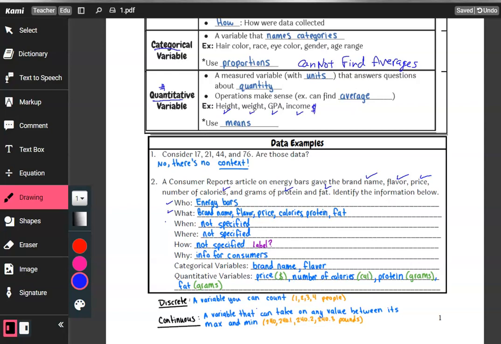They don't tell us when this report was released. Where, they don't tell us where this happened, so it's not specified. And the how, they don't tell us how these bars were produced. The why, maybe possibly we want to provide information to consumers that consume energy bars.